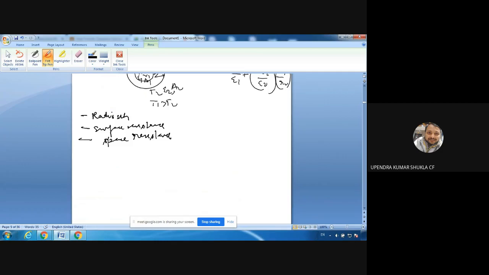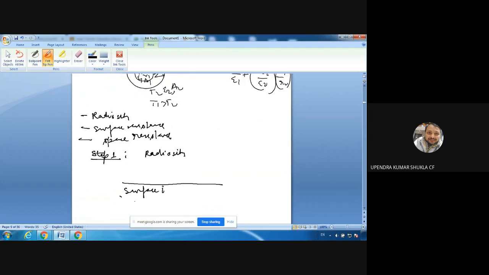What is radiosity? I will proceed in this whole problem in a stepwise fashion because this is a difficult topic, so let's understand it in different steps. In step one, I want to introduce the concept of radiosity. Now what is radiosity? Suppose this is a surface, and I name this surface as surface i.